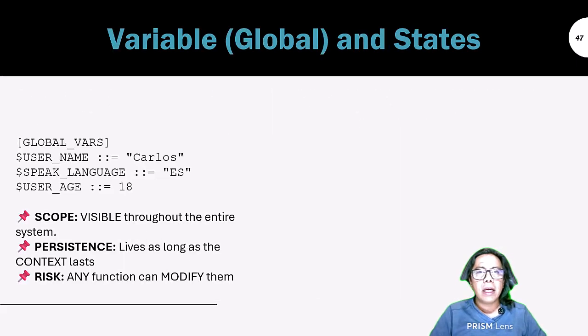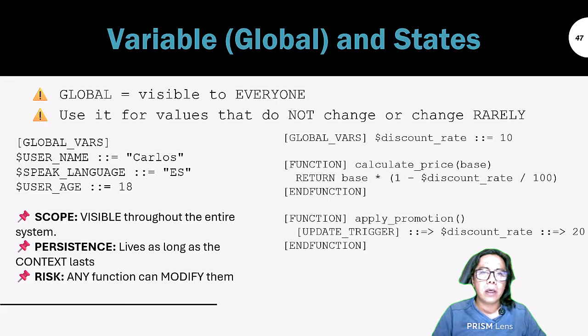A global variable is visible throughout the entire execution. Any function, any submodule, any rule can access the global variable. It is recommended to define them at the beginning so as not to affect the behavior of the prompt. They are constant. Their characteristic is scope throughout the entire system. They last as long as the context lasts. There is a risk, and that is that they can be modified during the flow of the prompt. Useful for global configuration, dangerous if any function modifies them without control.